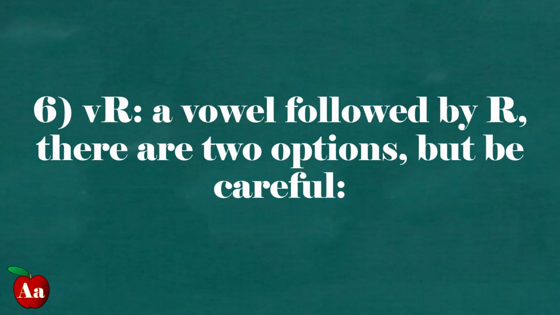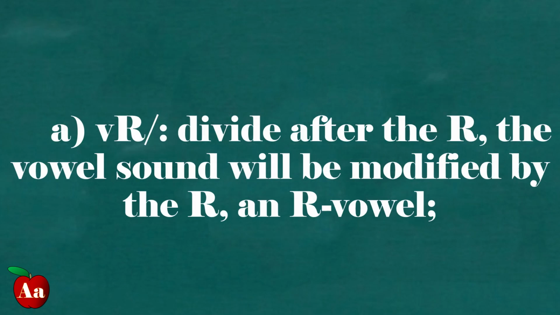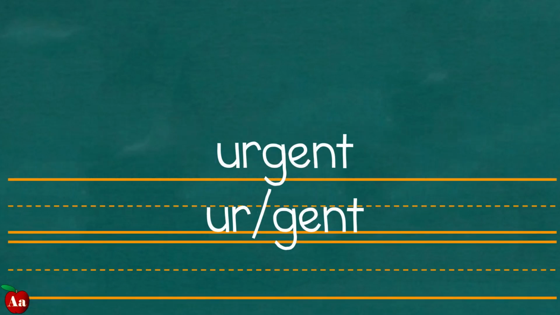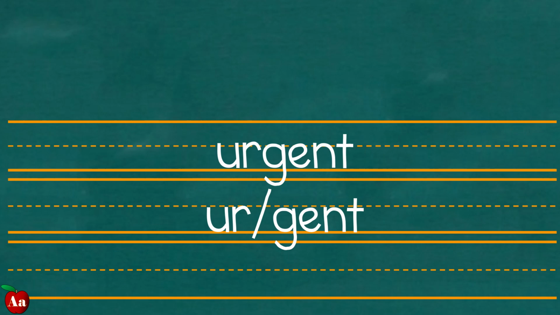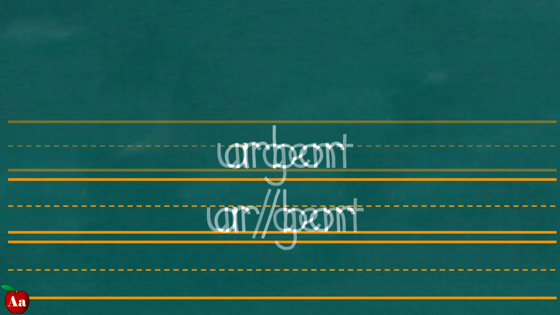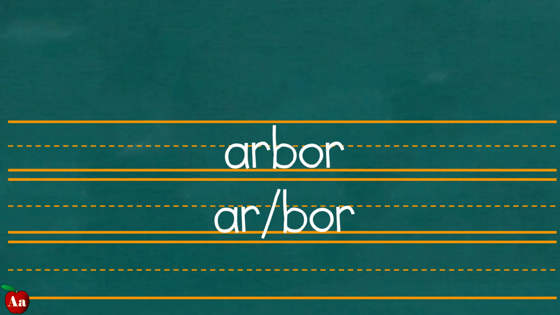Number 6, when a vowel is followed by R, there are 2 options, but be careful. Option A, divide after the R. The vowel sound will be modified by the R. It will be an R vowel. Urgent is divided between the R and the G. Arbor is divided between the R and the B.